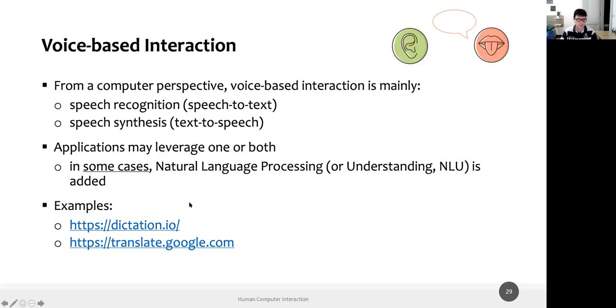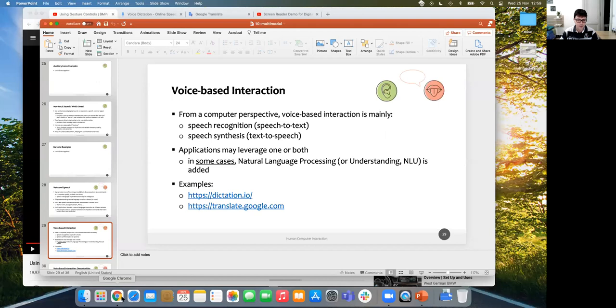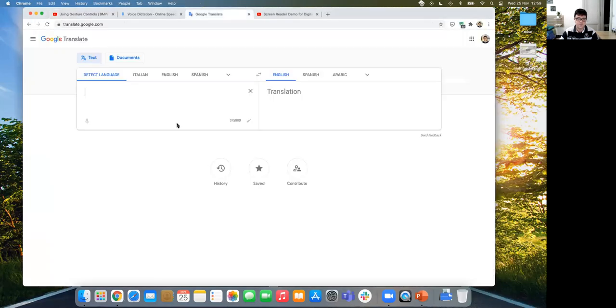It has text to speech, indeed. So for instance, if you write something here in Italian, let's say, and it translates in English, there is this button here that basically shows how to say a word or a sentence. So this is speech synthesis, text to speech.